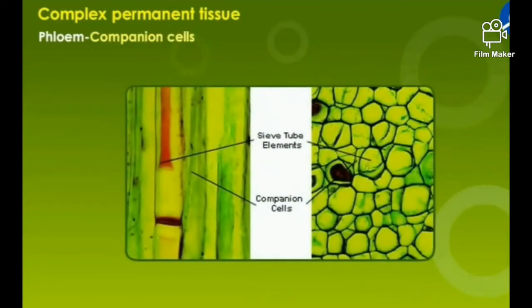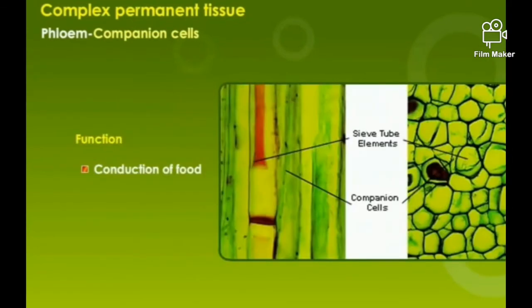Companion cells. These are elongated, asymmetrical, and specialized parenchymatous cells living adjacent to the sieve tubes. Both are connected by simple pits. These cells are living and filled with dense protoplasm and an elongated nucleus. Vacuoles are also present in these cells. They are found in angiosperms but are absent in gymnosperms and pteridophytes. Functions of companion cells. Conduction of food.